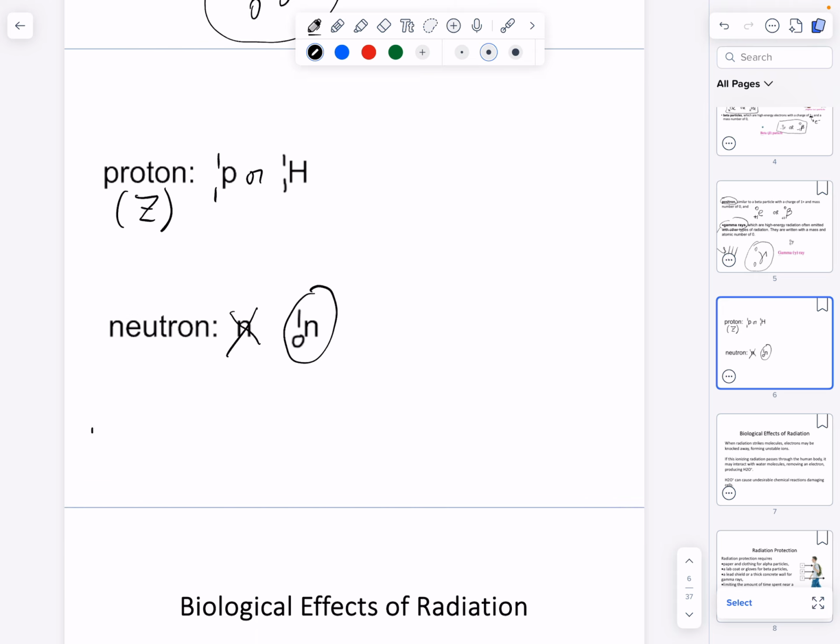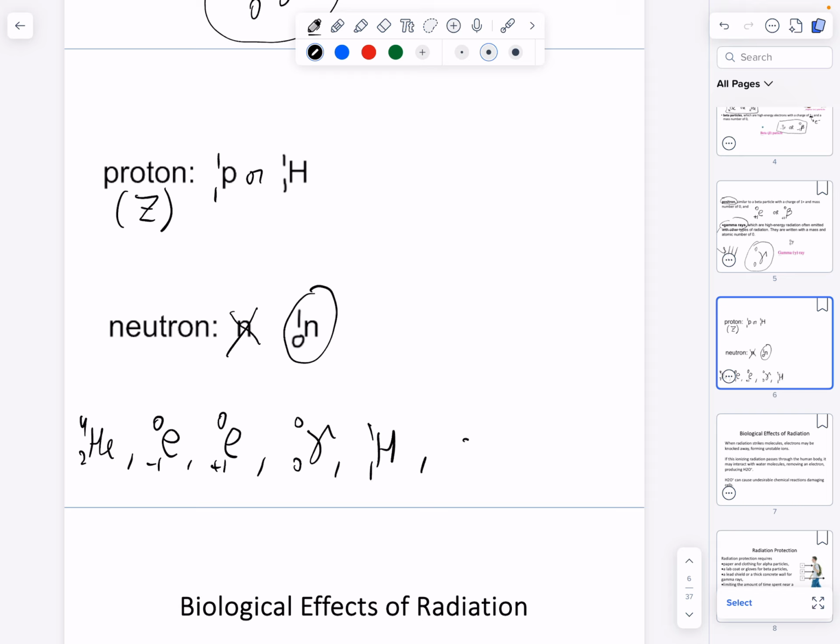Let's start again. Alpha, beta, positron, gamma, proton, and neutron. Okay, those are the 6.